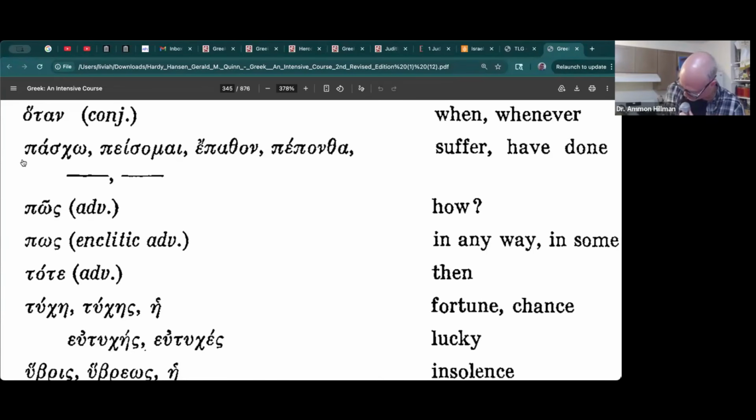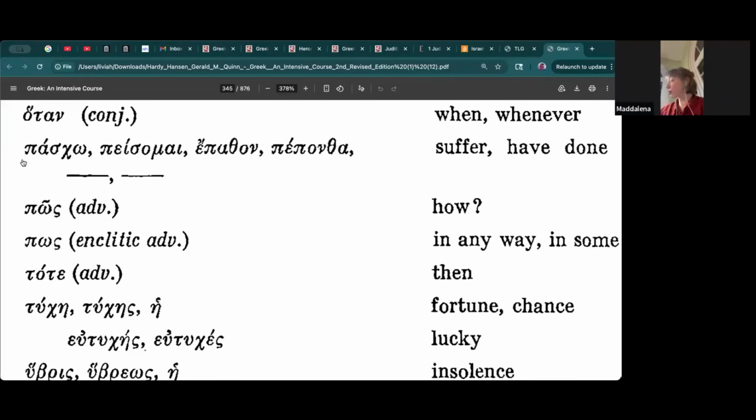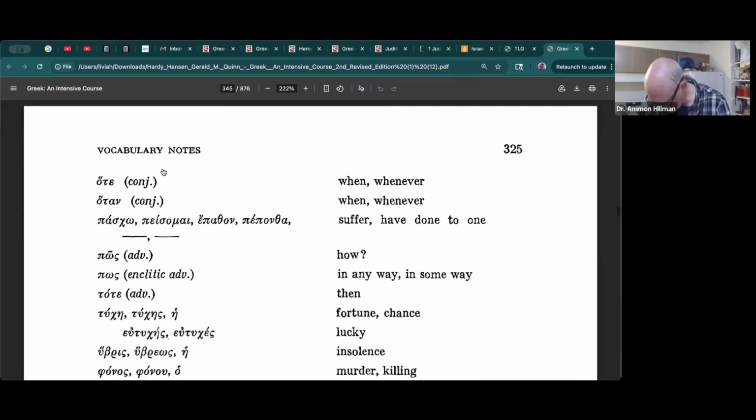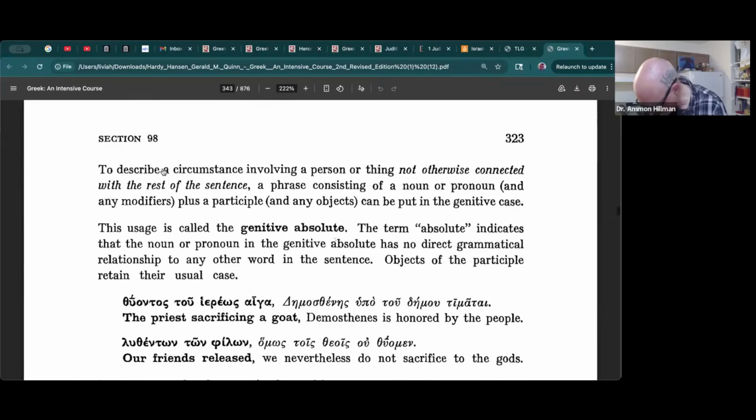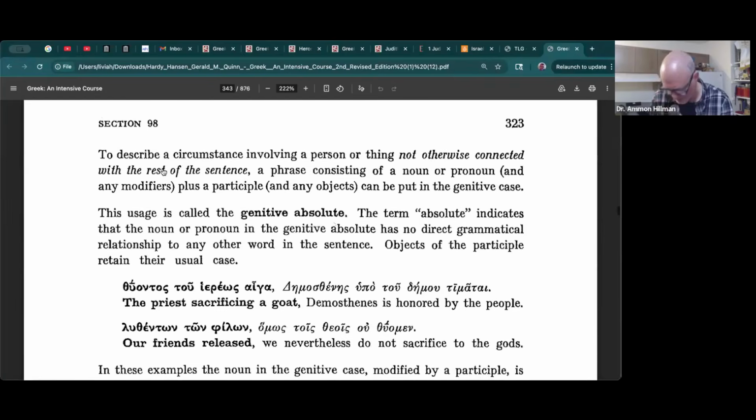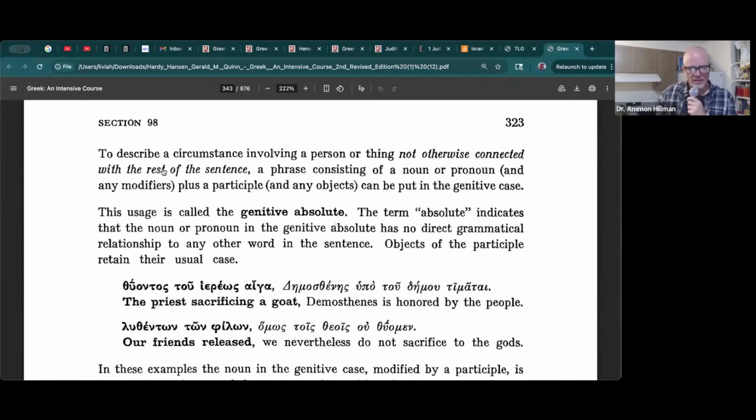I apologize about that. We were just getting into the really interesting genitive absolute. It was the italics on 323. The genitive absolute involves a person or thing not otherwise connected with the rest of the sentence. And that's the key. That's the real cheat, the thing to learn about the genitive absolute. It's just completely detached, right?